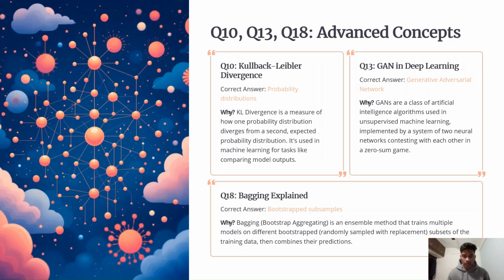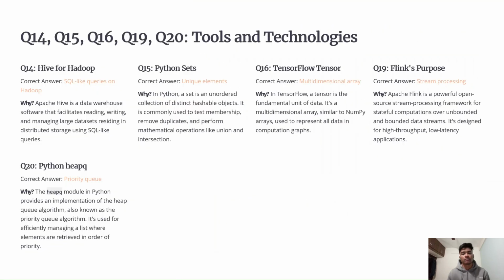To our next topic wise section, based on tools and technologies. Question number 14, based on Hive, the right answer was SQL like queries on Hadoop. Hive makes it easy to query large data sets stored in Hadoop. Question number 15 was based on Python sets. The right answer was unique elements. A set stores only unique items, no duplicates, for fast lookups.